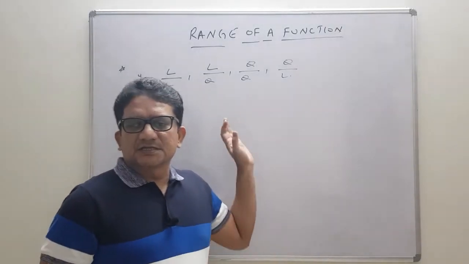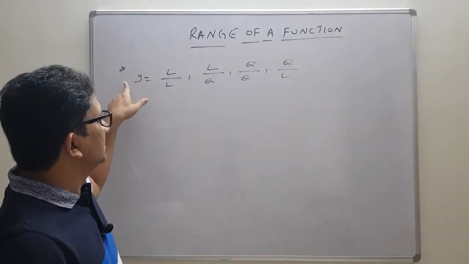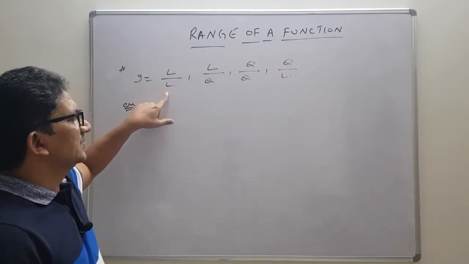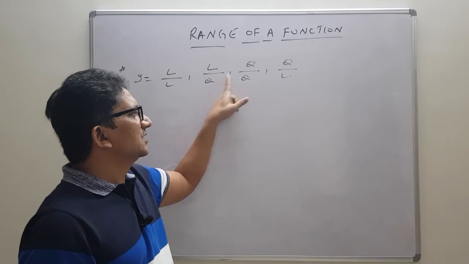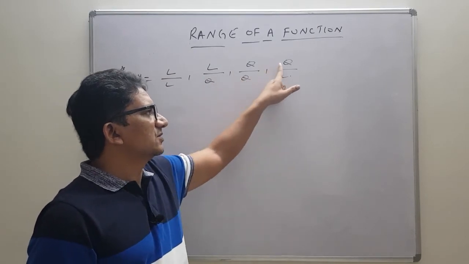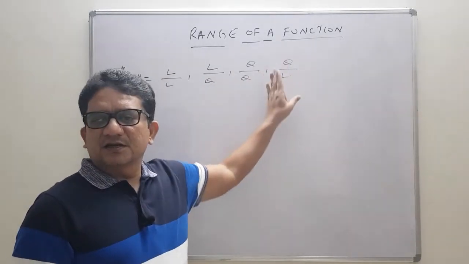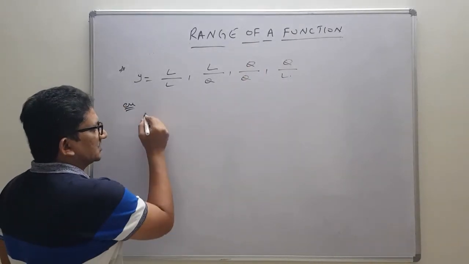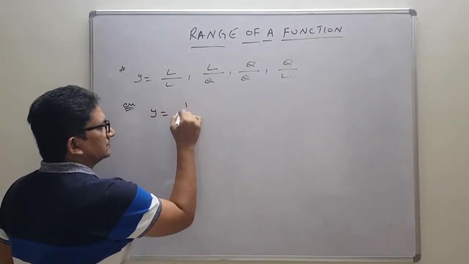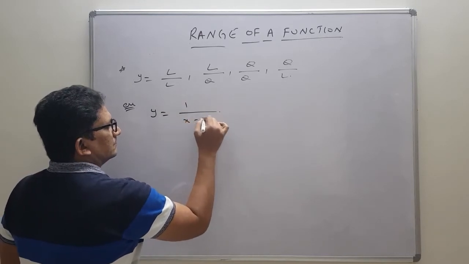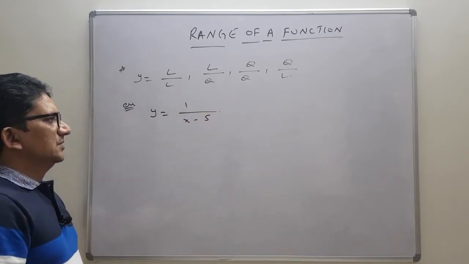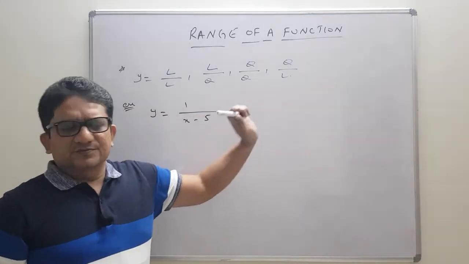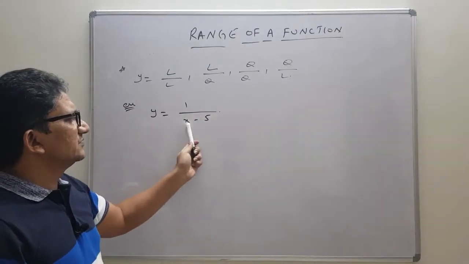Okay, students, in the range of a function, the next part is if the function appears in a linear by linear format, or linear by quadratic, quadratic by quadratic, or quadratic by linear, any of these forms. So the technique to find the range is, see, for example, a simple function. A constant by linear, constant by quadratic also no problem. So 1 by x minus 5 is there.